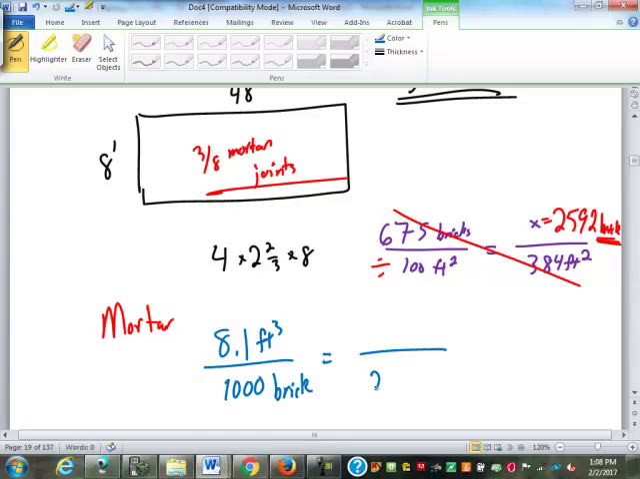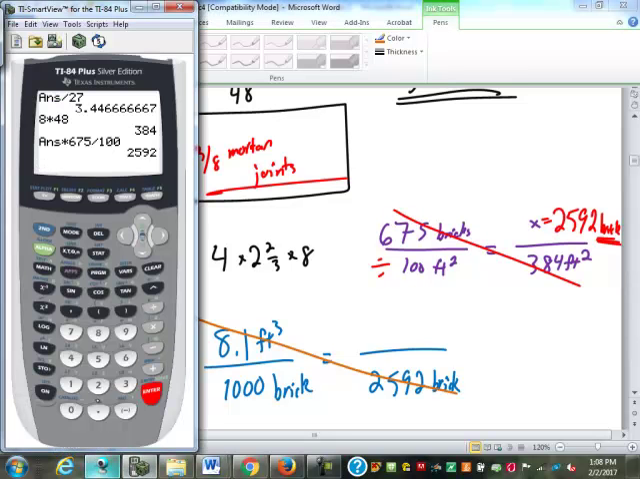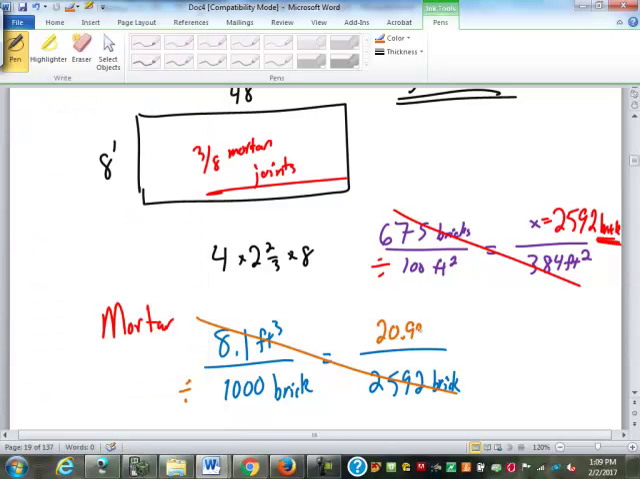And I have 2,592 brick. So, cross multiply and divide. So 2,592 times 8.1 divided by 1,000. We get 20.9952 cubic feet. In other words, 21 cubic feet, right? Of mortar.